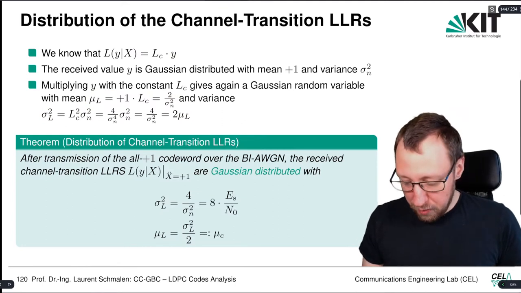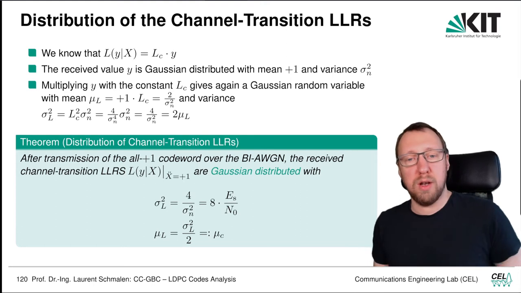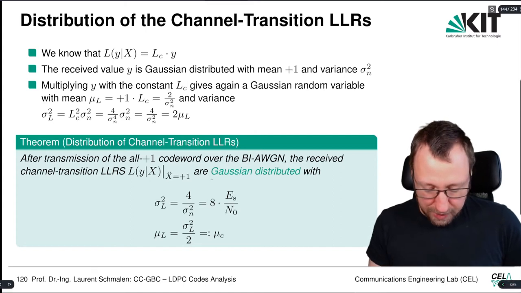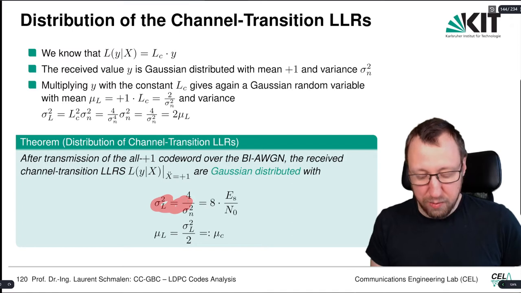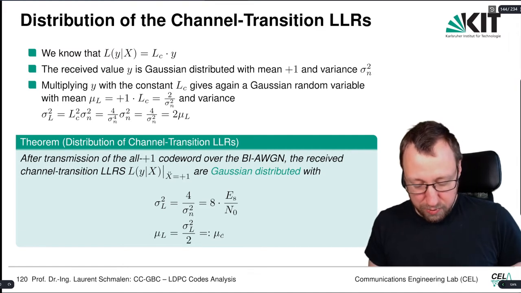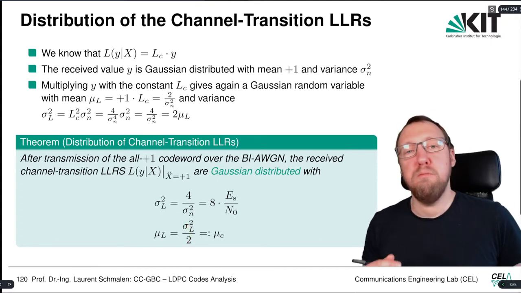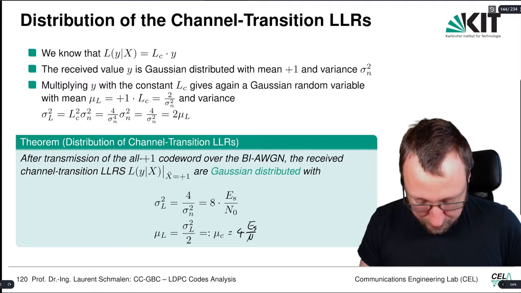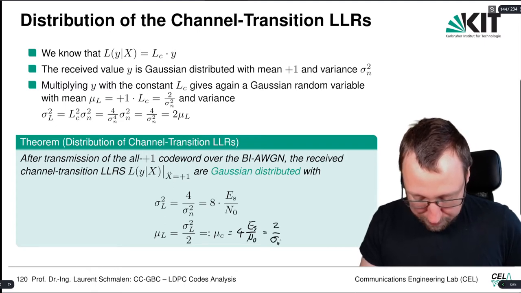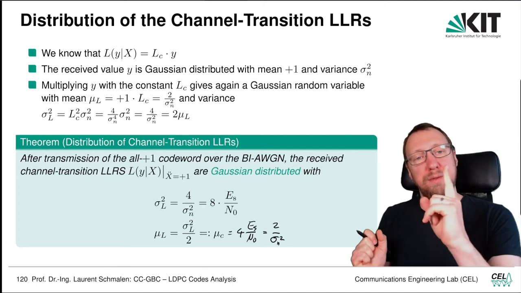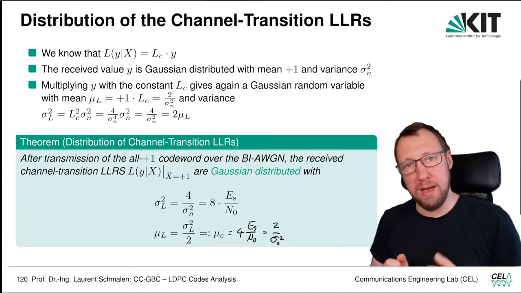So we have the following result. If we transmit the plus 1 code word over the binary input AWGN channel, the channel transition log likelihood ratios are Gaussian distributed, with sigma L squared being equal to 4 over sigma N squared, or 8 times ES over N0, and mu L being equal to mu C, or sigma L squared divided by 2, which we define as mu C. Mu C is equal to 4 times ES over N0, which is equal to 2 divided by sigma N squared. So mean and variance are connected. They are just defined by one parameter. You cannot freely choose the mean and the variance.